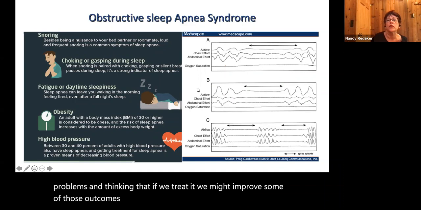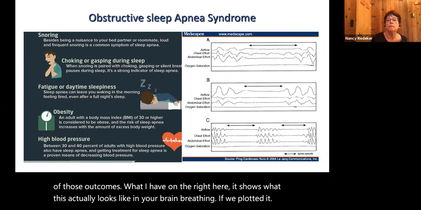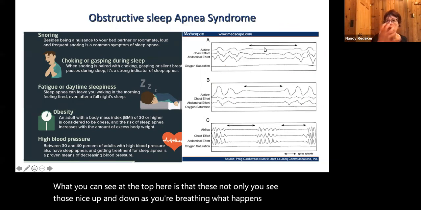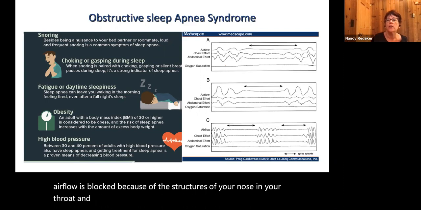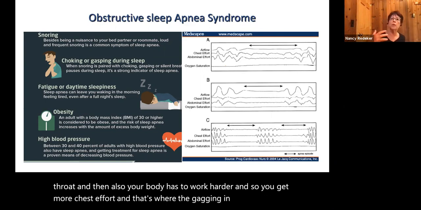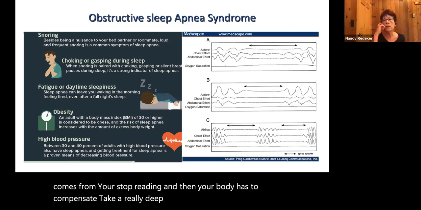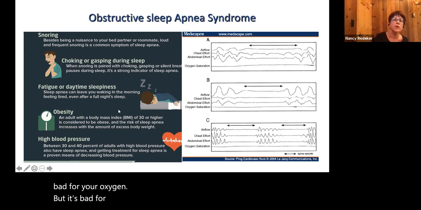What I have on the right here shows what this actually looks like in your breathing if we plotted it. And so what you can see at the top here is that not only do you see this nice up and down as you're breathing, what happens is the airflow is blocked because of the structures of your nose and your throat, and then also your body has to work harder, and so you get more chest effort, and that's where the gagging and that gasping comes from. You stop breathing, and then your body has to compensate and take a really deep breath. And so this is not only bad for your oxygen, but it's bad for your sleep. It makes you wake up a lot.